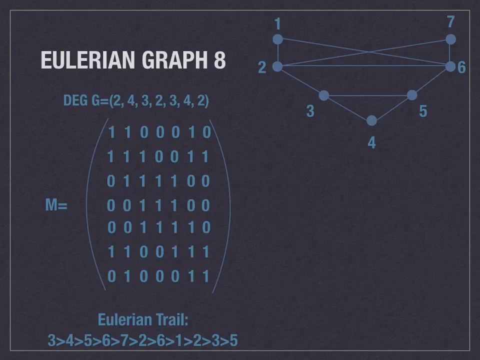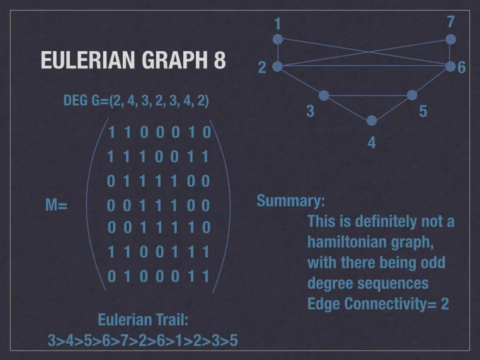A good way to think about it is if you just start at one vertex and you begin drawing the graph without picking your pen up or repeating a line. So I think that's a great way to think about it. This is definitely not a Hamiltonian graph because there are odd degrees in the sequence. So vertex 3 and vertex 5 both have degree 3, and we know that they're supposed to be even.